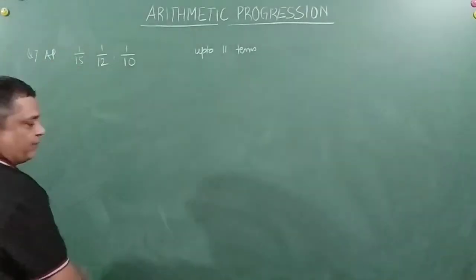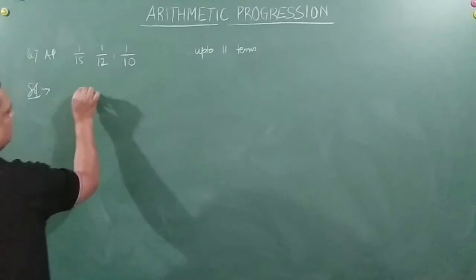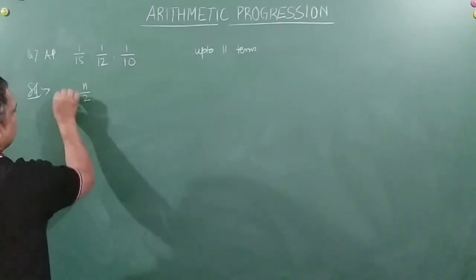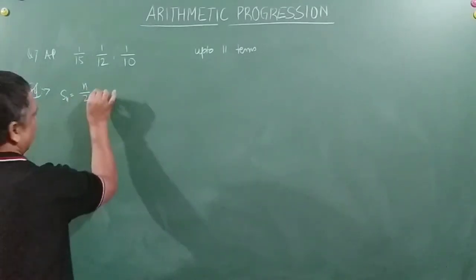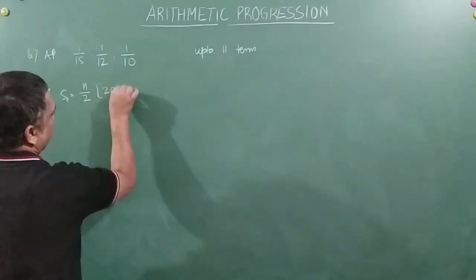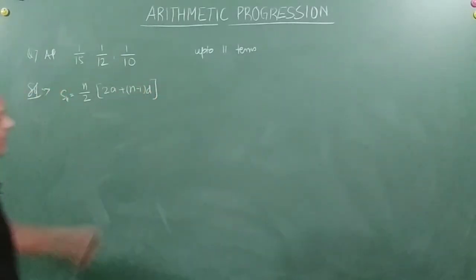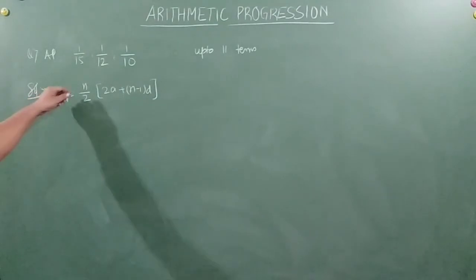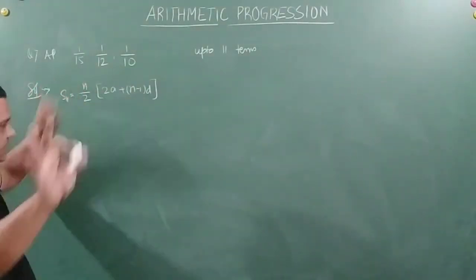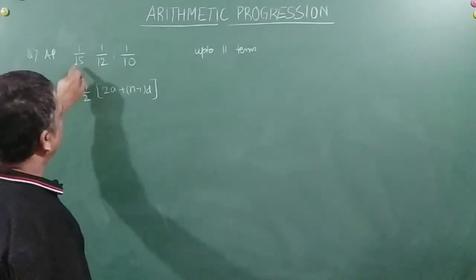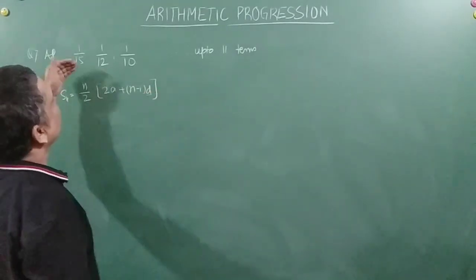So first what we will do, friends, here is that Sn is n by 2 into 2a plus n minus 1 into d. This is what we have learned just now. Now just see, n, where is it known to us? 11 terms. N is the number of terms. Yes, it is known to us. No worries. A, yes, of course it is known to us. D, yes, we need to find the d.